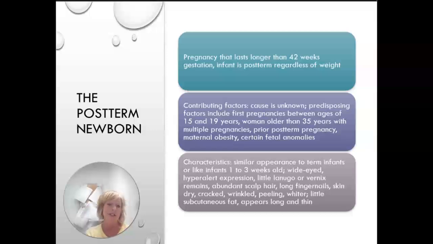Usually they will have some subcutaneous tissue. Their fingernails are going to be longer. Their skin is going to be very dry, very cracked, peeling, all that kind of stuff. They might look real long and kind of thin. So they're going to look very different. Remember our preterms, they're going to have very thin skin, lots of lanugo, lots of vernix. These guys are going to have no vernix, no lanugo. Their skin is going to be very dry and cracked. You're not going to see veins or anything like that in these guys.